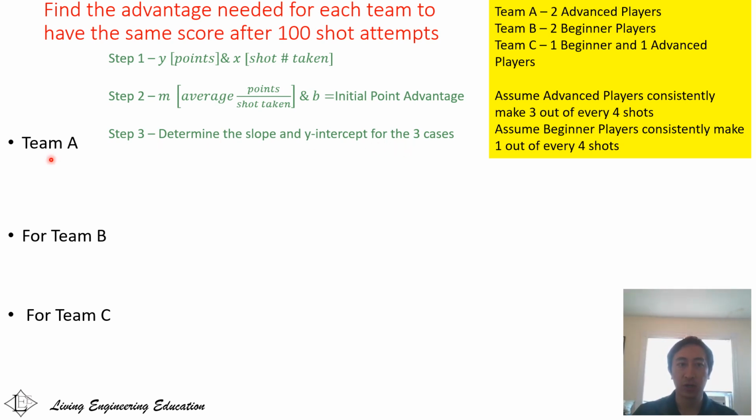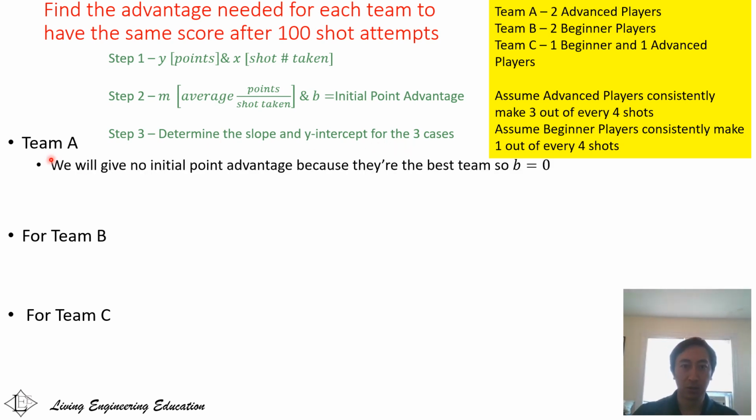So we'll start with team A, where we know team A has 2 advanced players. So team A is going to, from a direct competition perspective, always beat out team B and C. So we're not going to give them an advantage. So the y-intercept for team A will be equal to 0.